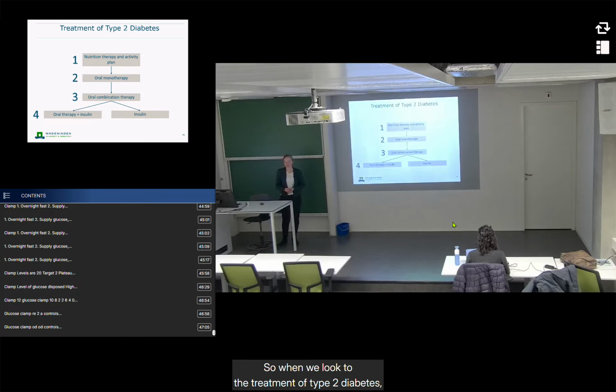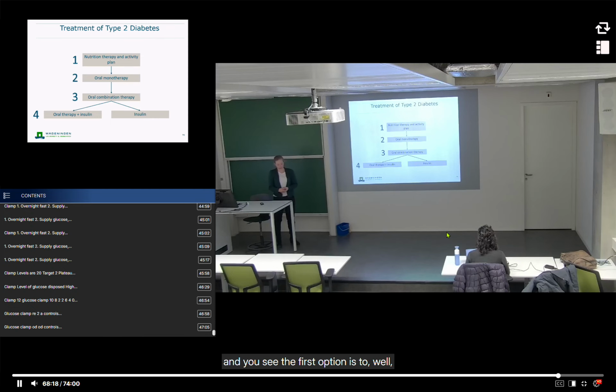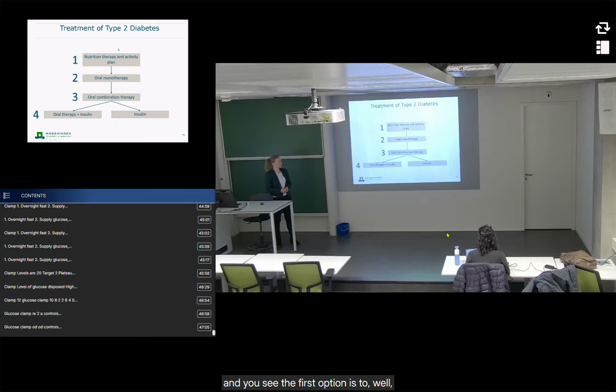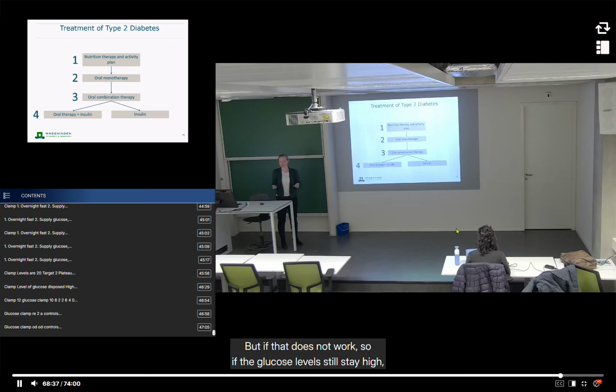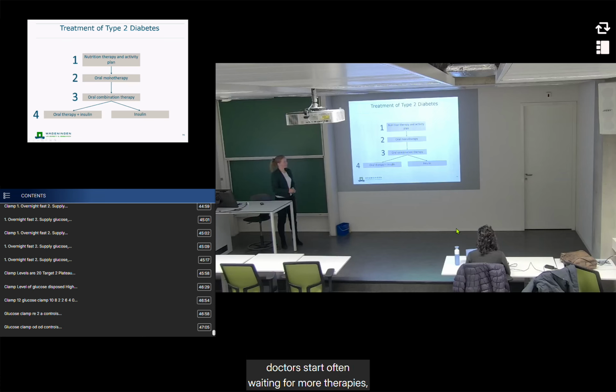When we look at the treatment of type 2 diabetes, doctors often use this step-by-step scheme. You see the first option is to give people nutrition therapy and an activity plan, which mainly focuses on a healthy diet and sufficient physical activity. But if that does not work, so if the glucose levels still stay high, doctors often start with oral monotherapy. So this is just one pill, so to say. And if that doesn't work, there are also different combinations of medications that someone can be given. And only in the last phase will people get insulin.